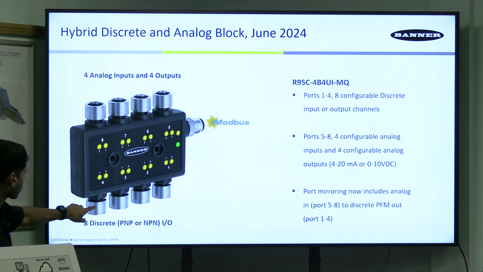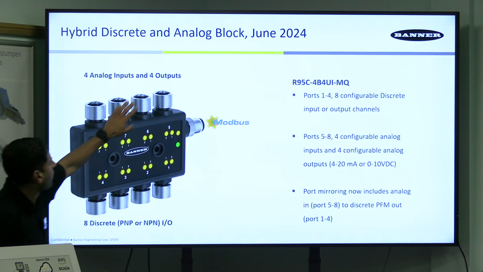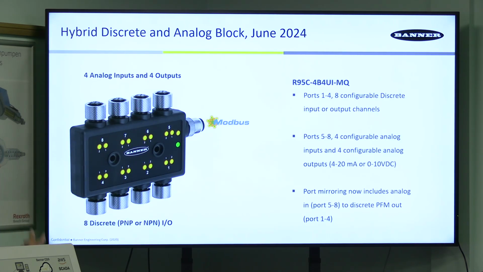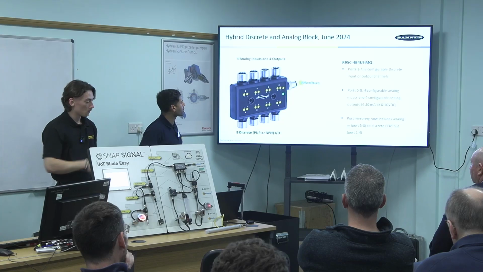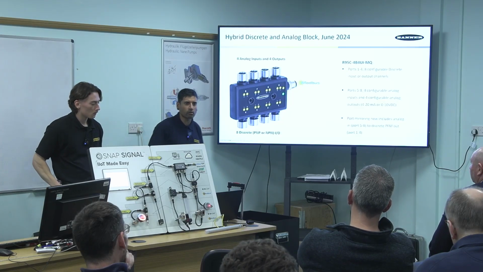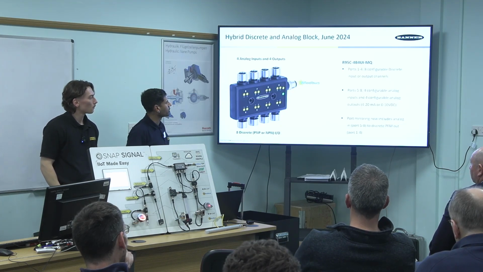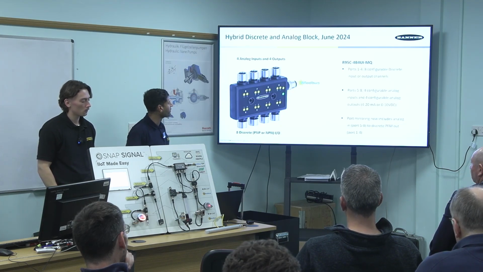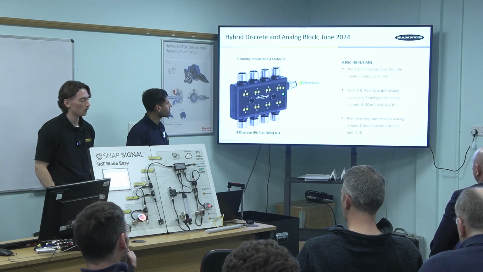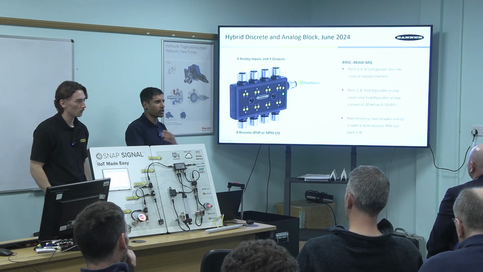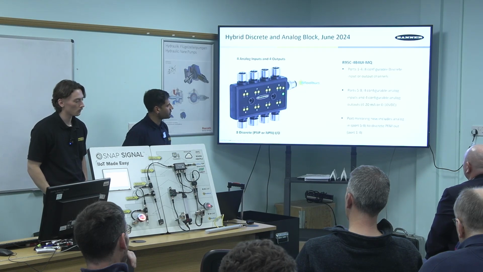Again, we could mirror, so if we sent a signal into this port here, we could output onto that port there, just using parameter settings within the hub. We call it a smart hub. So within the hub as well, like I said, there's counters, totalizers, events per minute. You can swap PNP to NPN. There's quite a lot you can actually do in the hub rather than doing anything in the PLC.